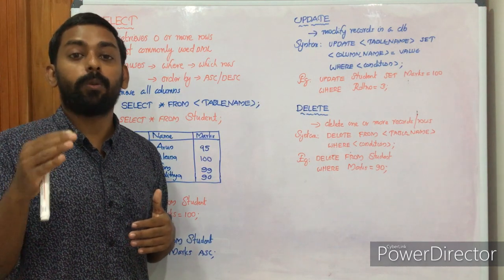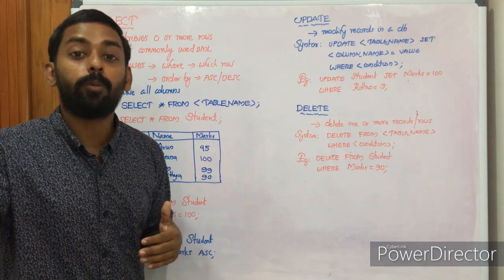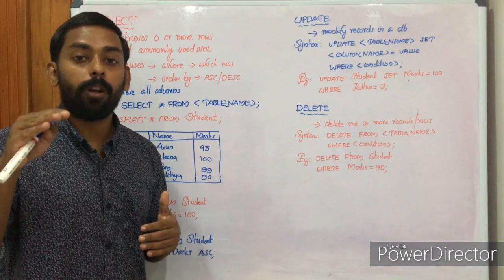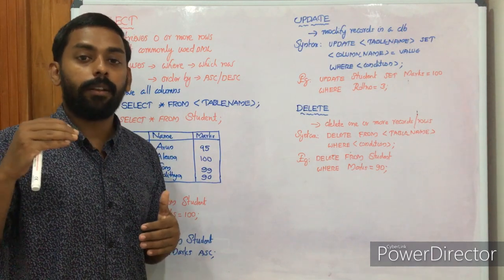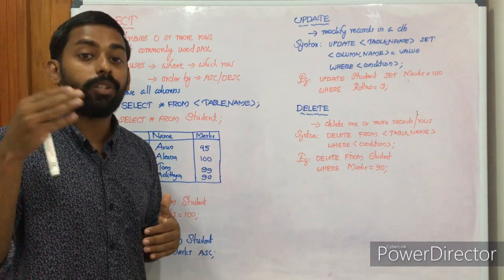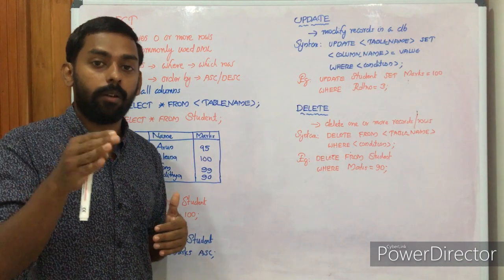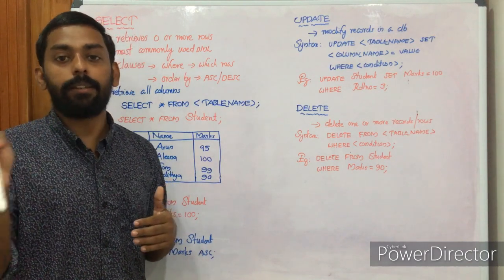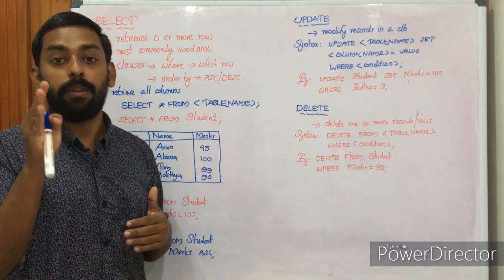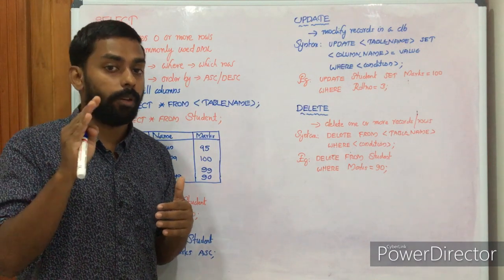The where clause is used to restrict the number of rows to be selected, and order by is used to arrange data in some order, either ascending or descending. ASC and DSC are the keywords used, and ASC is the default order. You know what the meaning of default is.